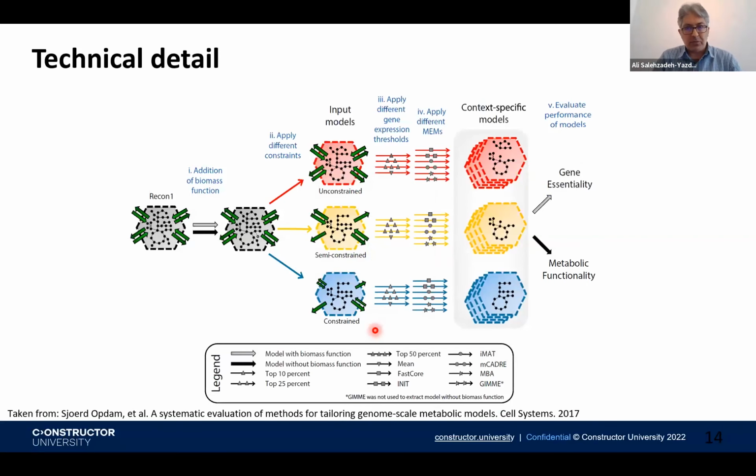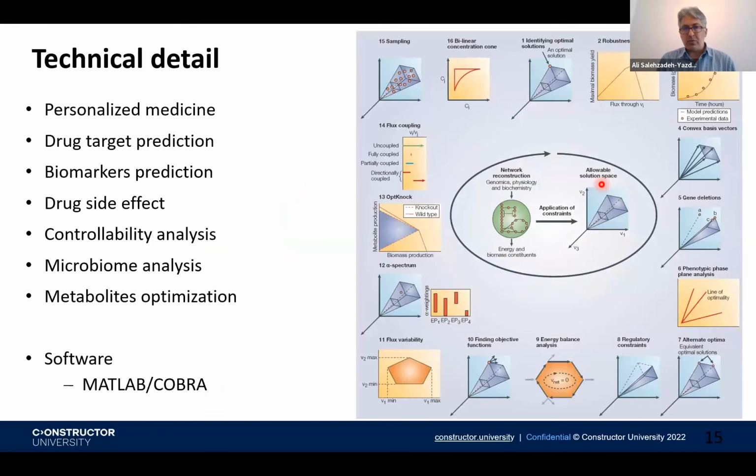Another technical detail is about the functionality of these models. The first and most important one is gene essentiality. When you develop a model and integrate your data in the model, you should first check gene essentiality, that is, whether the essential genes that are relevant to this phenotype exist in your model or not. And there is plenty of different metabolic functionality available, like personalized medicine, drug target prediction, biomarker identification, even drug side effect, controllability analysis, microbiome analysis, and metabolite optimization.